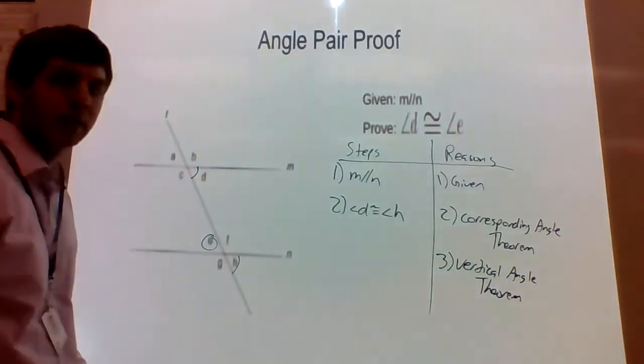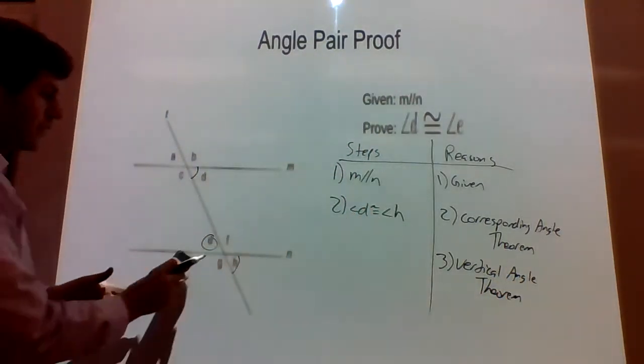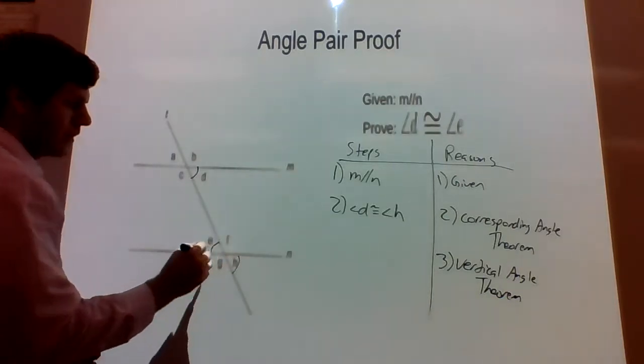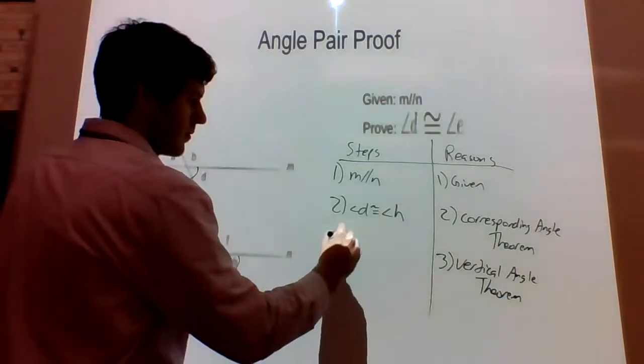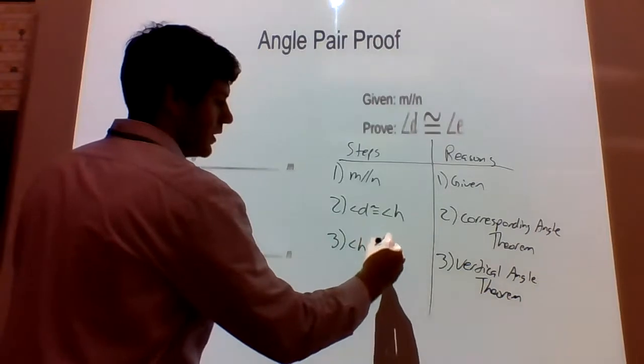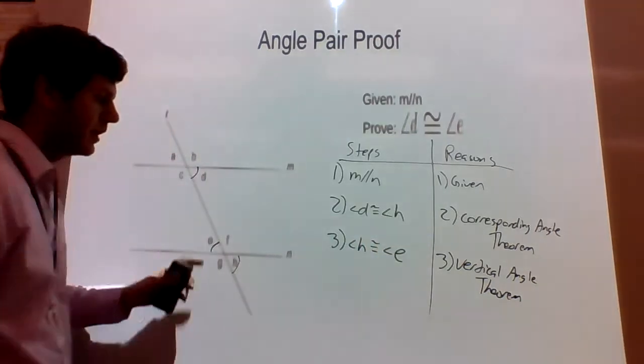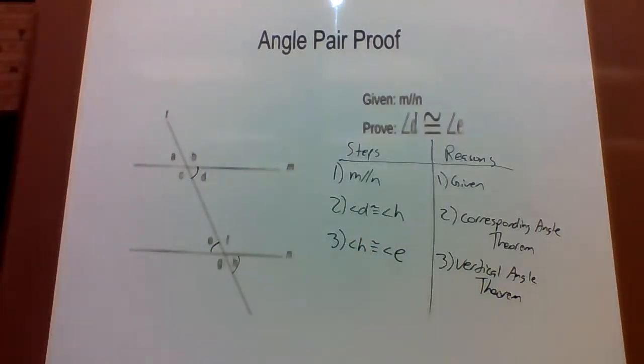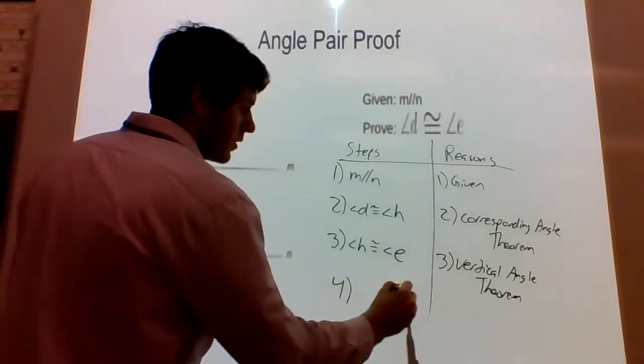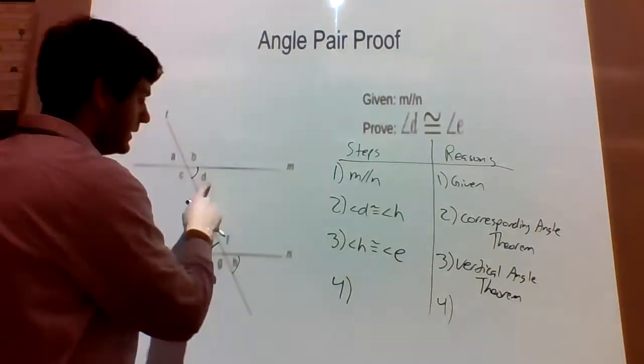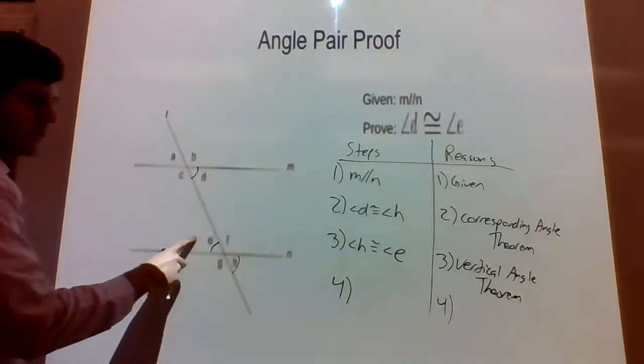Which tells us vertical angles are congruent. So we notice that H and E are vertical angles. So angle H is going to be congruent to angle E by the vertical angle theorem, which says vertical angles are congruent. Okay, now we have D is congruent to H and H is congruent to E.